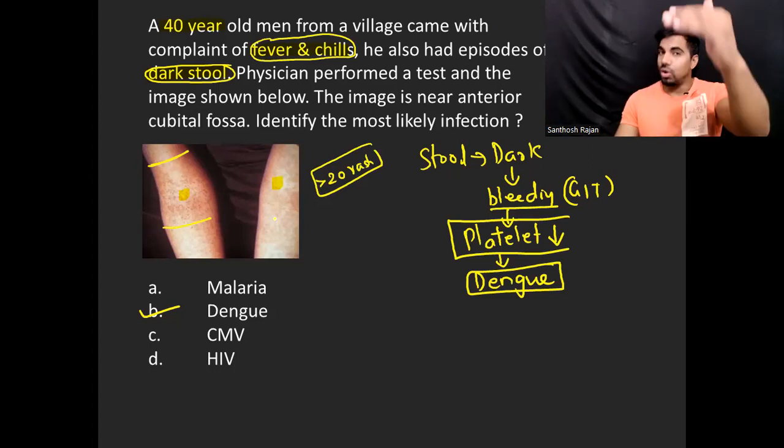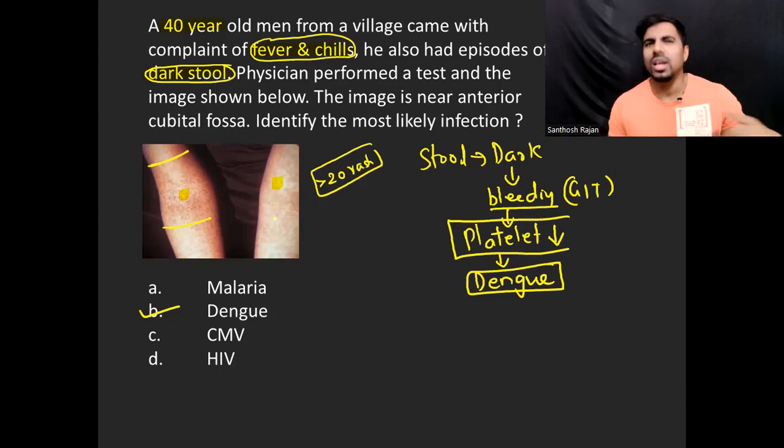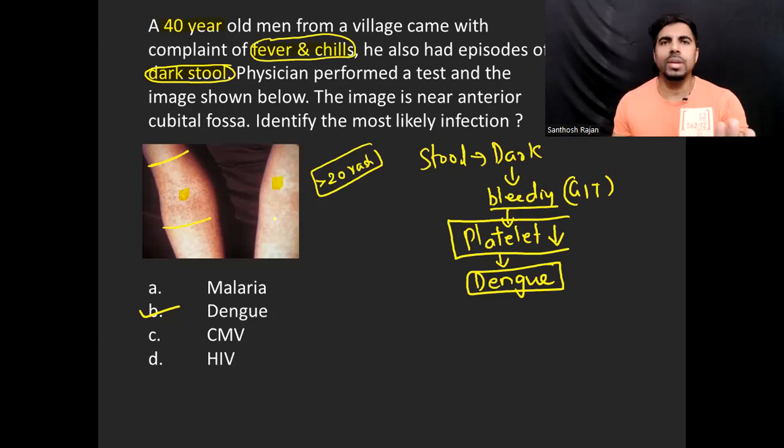Your platelet count has gone less than 50,000, which means it's decreased. It could be any count, but bleeding usually happens when it goes less than 20,000 or 10,000. Regardless, your counts are low, so you have to think about any bleeding problem that can happen in dengue.